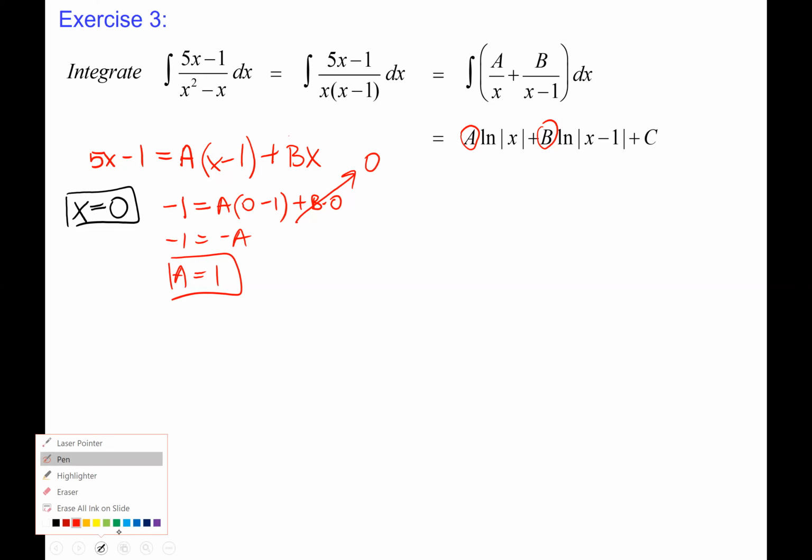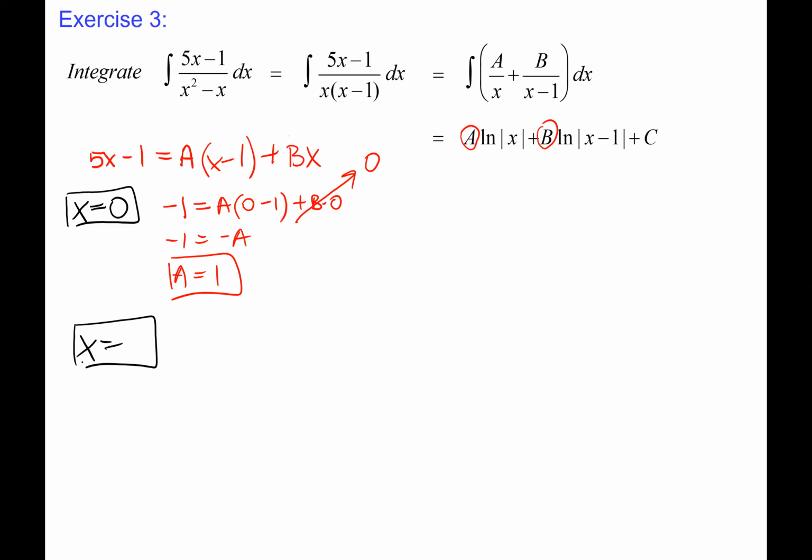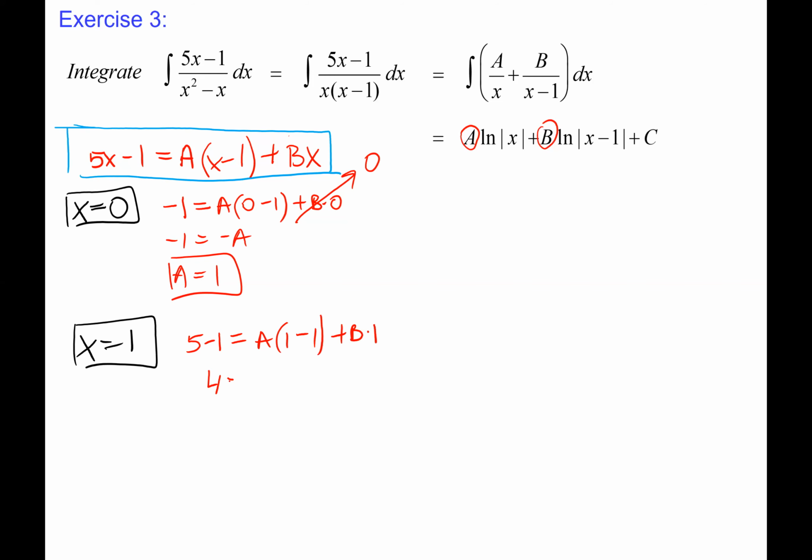Now, who can tell me what the next x value I will pick? What value of x shall I pick? I have to put 1. Good. Let's substitute into the blue box, because that's what I did for the first one. 5 times 1 is 5, minus 1. A will be gone, and B times 1 is just B. 4 equals B. B is 4.